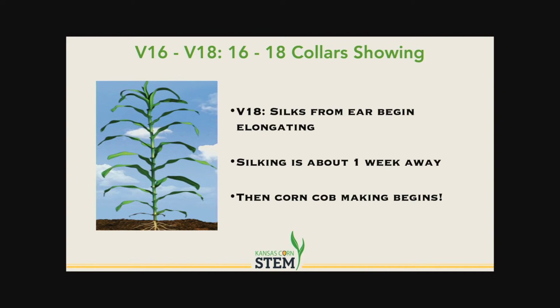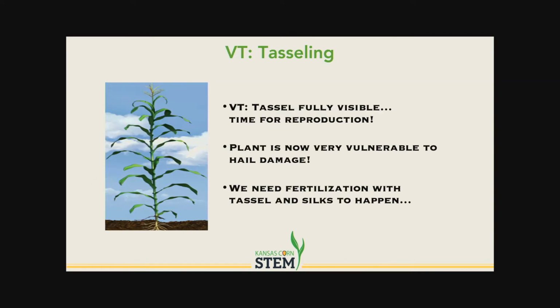And then V16 to V18, we're starting to see silking from the ear. Well, actually, it's beginning. We can't really see that right now. Silking will actually be about 1 week away right here. So those little silks on the outside of the ear of corn are starting to develop. And really, once those fully mature and develop, that's when we can actually start making our ear of corn, or the corn cob.